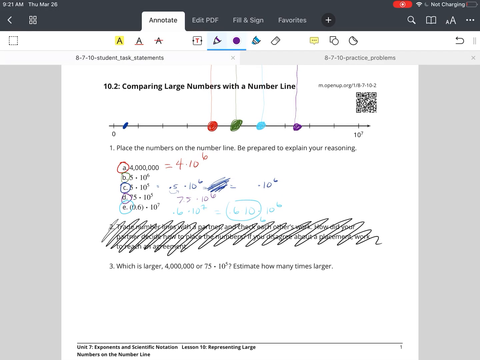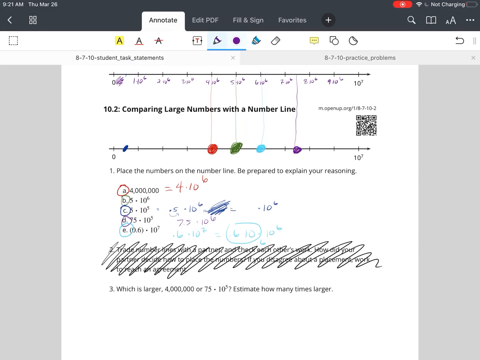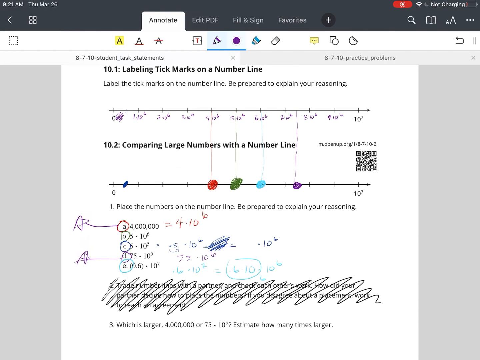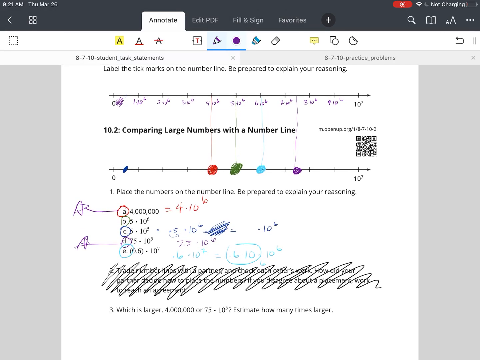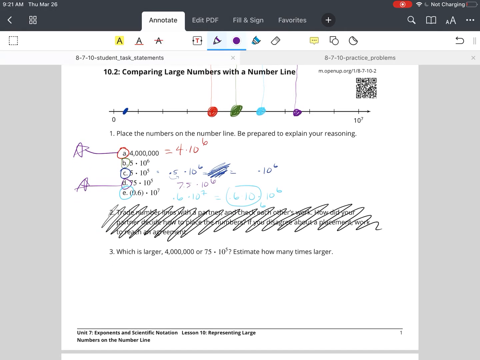Which is larger, 4,075,000 or 75 times 10 to the 5th? So they're asking us about A and D. So let's just look for red and purple. So which one's bigger? Yeah, purple.